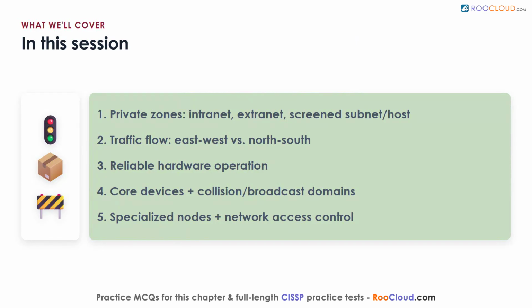We'll answer several questions. How do private network zones differ from one another? What sits in the buffer between the public and the private? Which way does traffic actually flow? How do you keep hardware reliable? What do the core devices do? And how do collision and broadcast domains fit? And how does network access control keep unwanted machines out?